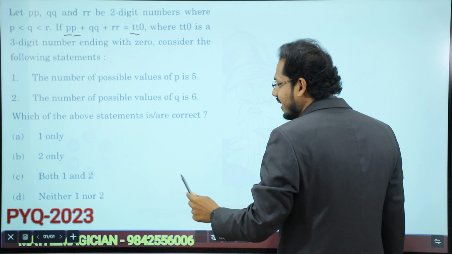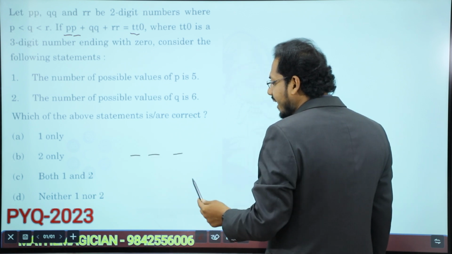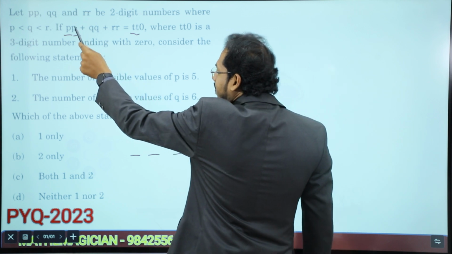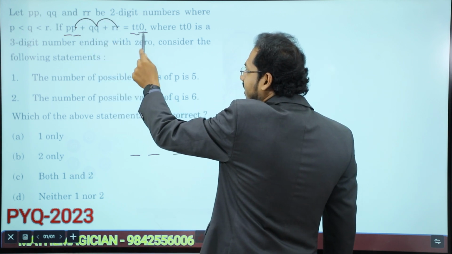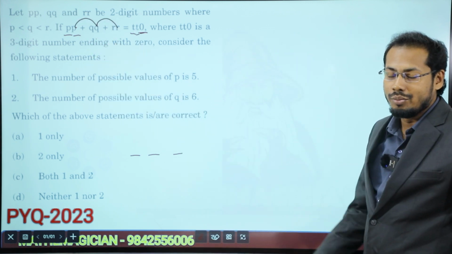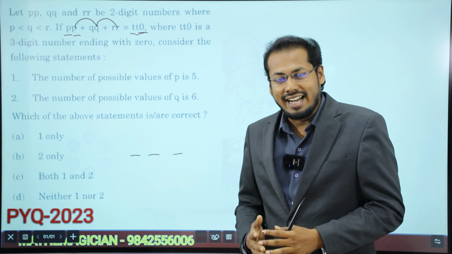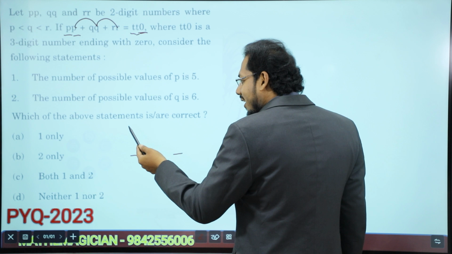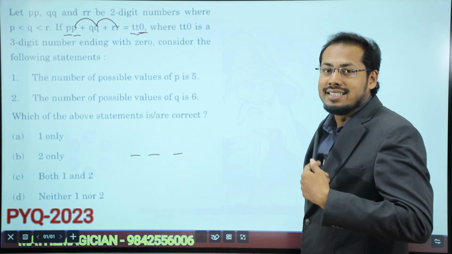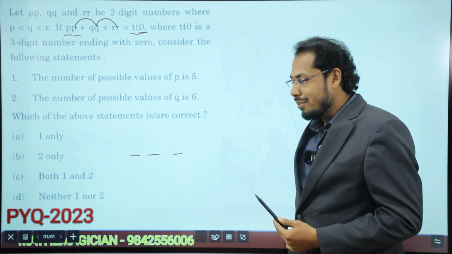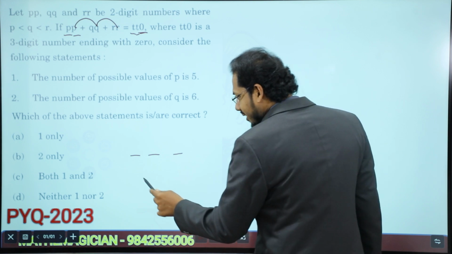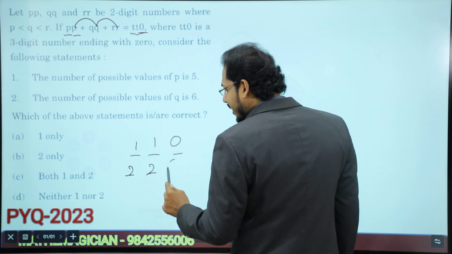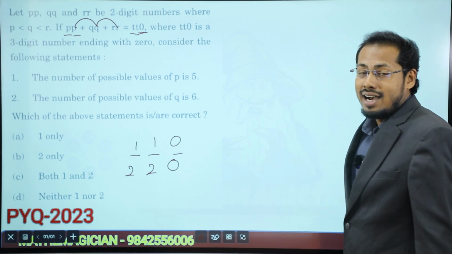So, this is a 3-digit number, right, ending with 0. It means if I add this P, Q and R, at last it should be 0. So please keep this in mind and check with this. If I take any number 2 times, I need 0 at last. So automatically there are only 2 choices, either 110 or 220, 110 or 220.